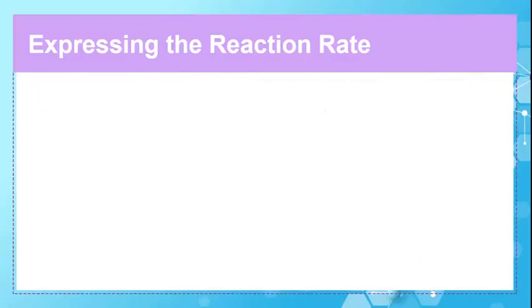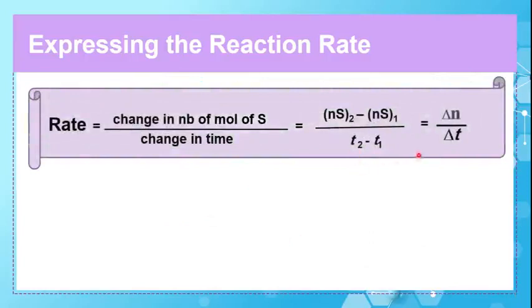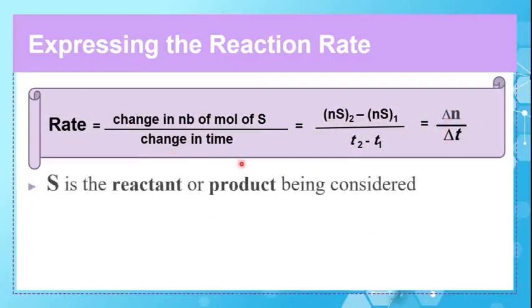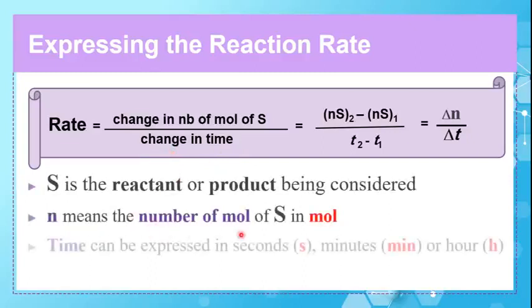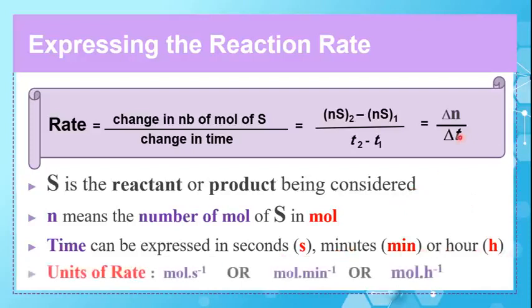If the rate is equal to delta n over delta t, the change in the number of mole of S over the change in time, in this case, n is the number of mole of S in mole. The time can have these different units, and the unit of rate in this case will be the unit of the number of mole over the unit of time, which can be mole second minus 1, or mole minute minus 1, or mole hour minus 1.